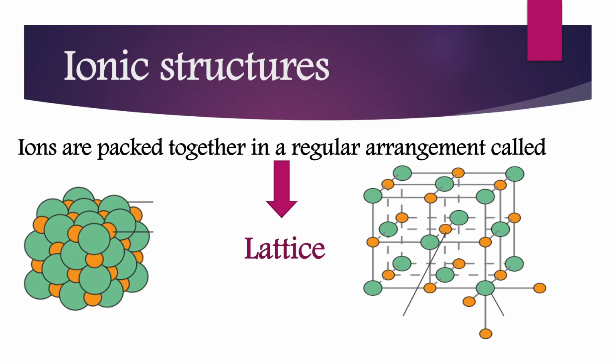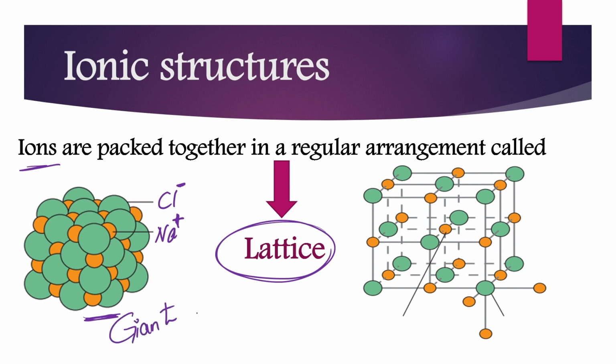Now let's describe the structure of the ionic compounds. Ions are packed together in a regular arrangement called the lattice structure. As we can see here, this is a tiny part of a small crystal of sodium chloride. We can see the sodium ions and the chloride ions. There is strong attraction between the oppositely charged ions, the sodium and the chloride. When many millions of the sodium ions and the chloride ions are arranged in this way, they make a giant ionic lattice structure.